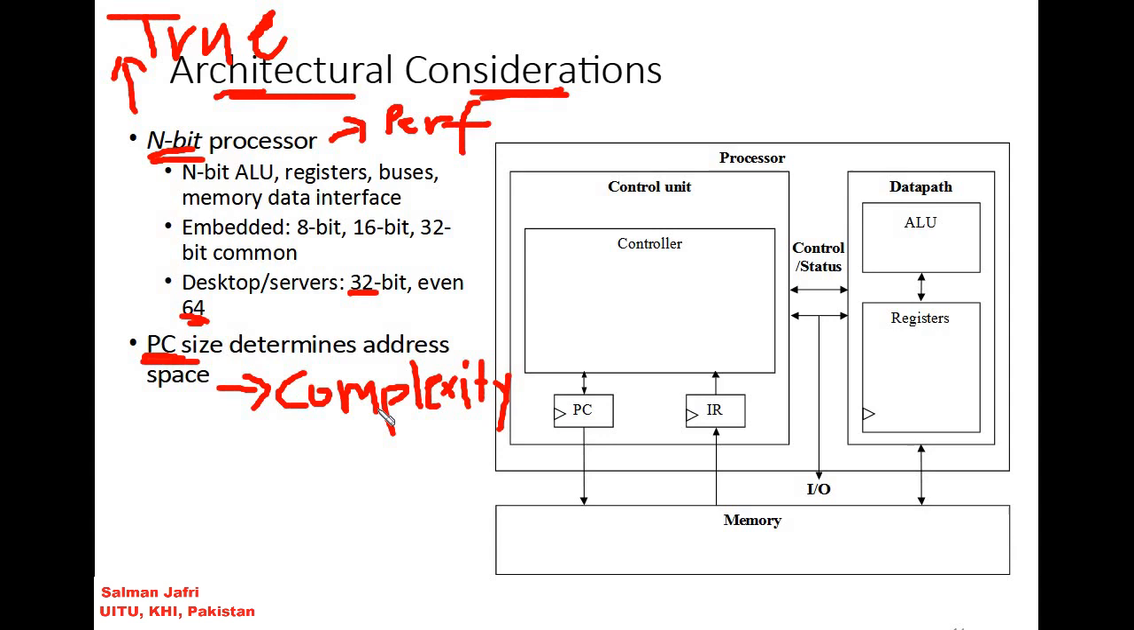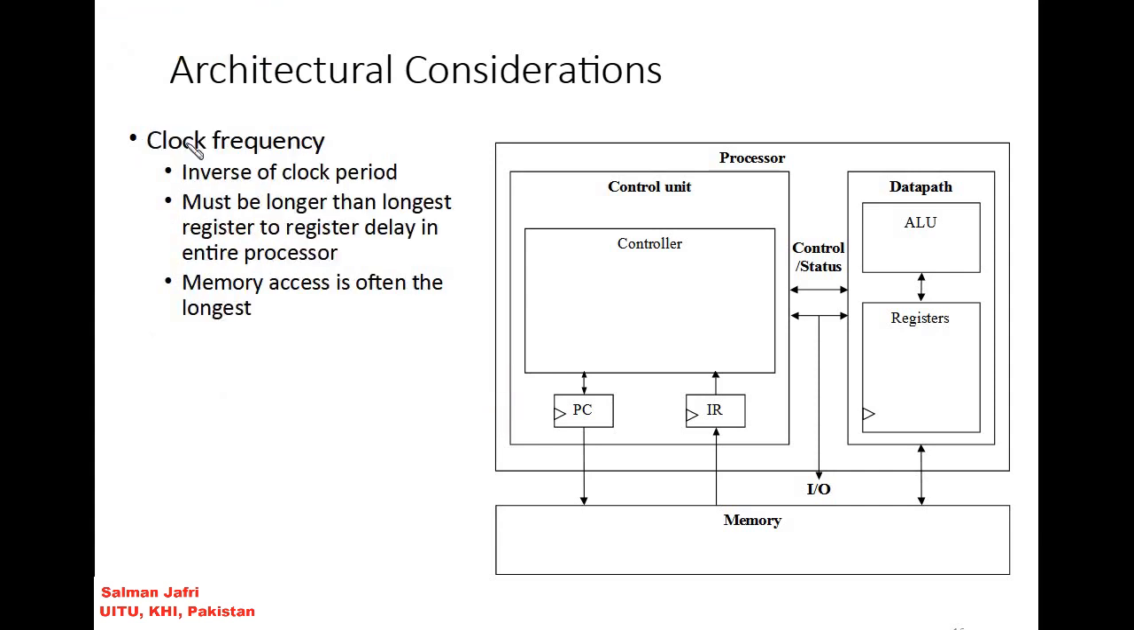So if you want to connect lots of memory, lots of I/O into the system, you need a large address space. So you need a large program counter size for that. And for more performance, you can work on this n-bit processor. So considering further the architectural considerations, we also have a consideration about the clock frequency.